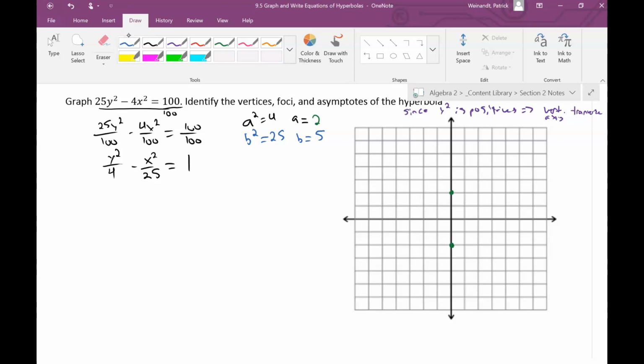Now this b value is not a co-vertex like it was in an ellipse. It's just a point that's going to lie on this fictitious rectangle we're going to make here. So it has a distance from the origin of 5. So 1, 2, 3, 4, 5, and 1, 2, 3, 4, 5.